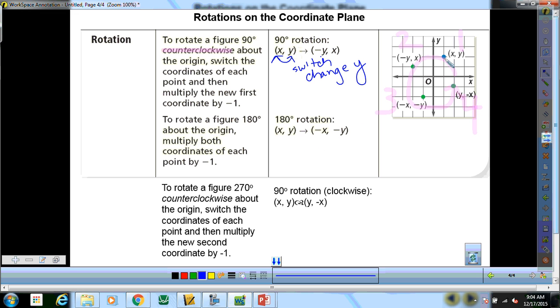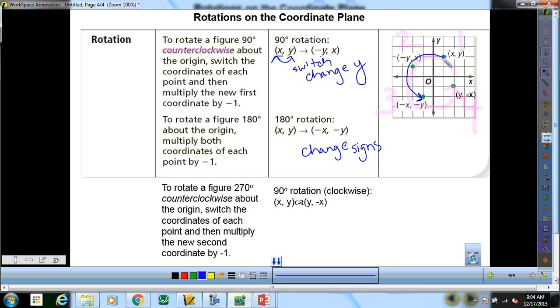For 180 degrees, we're coming all the way over here. That's the halfway point. So for 180 degrees, actually we don't switch anything. Everything stays where it is. We just change signs, both of them. We change both signs.